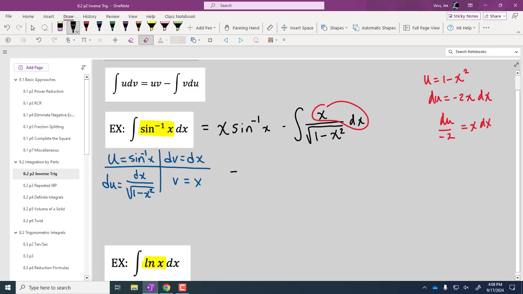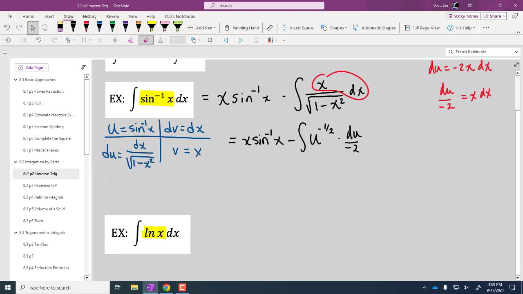So this will be x inverse sine x minus the integral. We said u is 1 minus x squared, so that's going to be u to the negative 1/2. x dx is du over negative 2. We'll factor out that negative 2 in a moment. So any questions up to that?